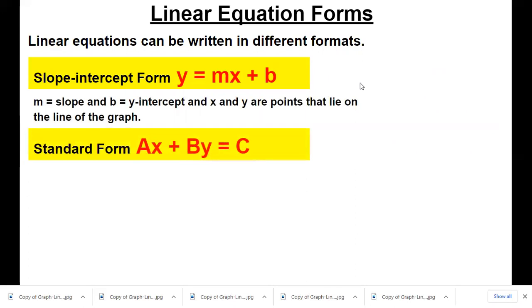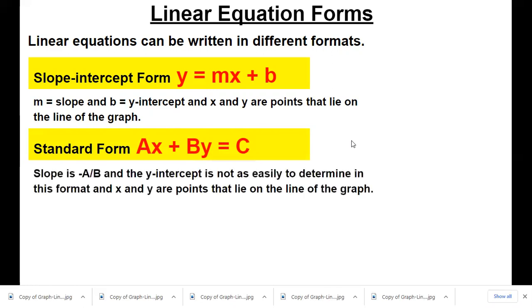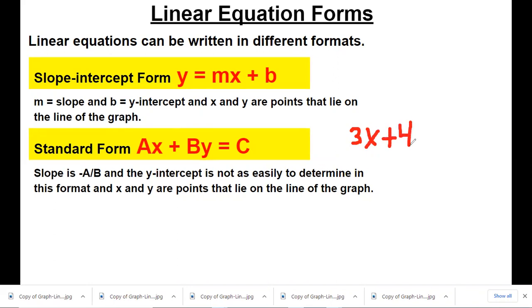Here's the standard form of the same equation: ax plus by equals c. A is a coefficient number, b is a different coefficient number, and c is a constant. So it's the same equation, just manipulated algebraically. In this case, if you're given this equation, the slope is going to be the opposite of a over b. So let's say, for example, we had 3x plus 4y, I don't know, equals 10.